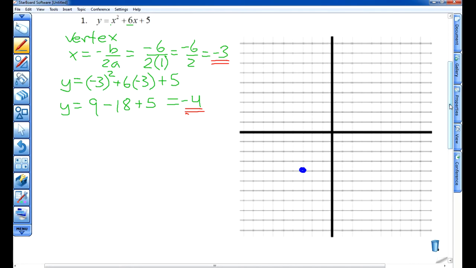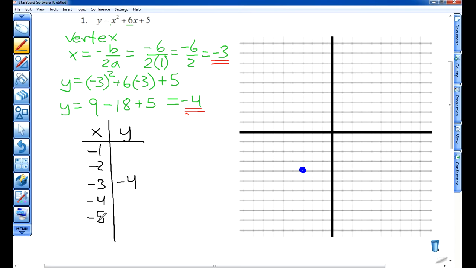So here's what this looks like. Here is my xy t-table. And we found that our vertex was negative 3, negative 4. Now I'm going to pick x values on either side of my vertex. So keeping it simple, nice numbers to work with, I'm going to keep it as negative 2 and negative 1 and negative 4 and negative 5, 2 numbers on each side of my vertex. What this will do is it'll give us a few points on either side of the vertex to give us that shape of the parabola that we're looking for.